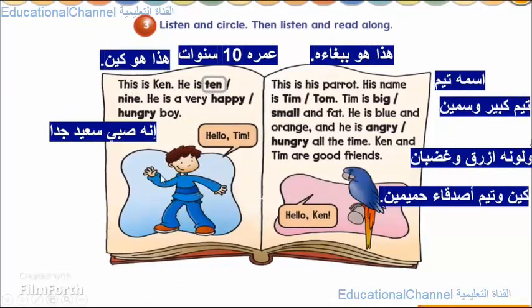Are you ready? Let's start. This is Ken. He is 10. He is a very happy boy. This is his parrot. His name is Tim. Tim is big and fat. He is blue and orange. And he is hungry all the time. Ken and Tim are good friends. Hello, Tim. Hello, Ken.